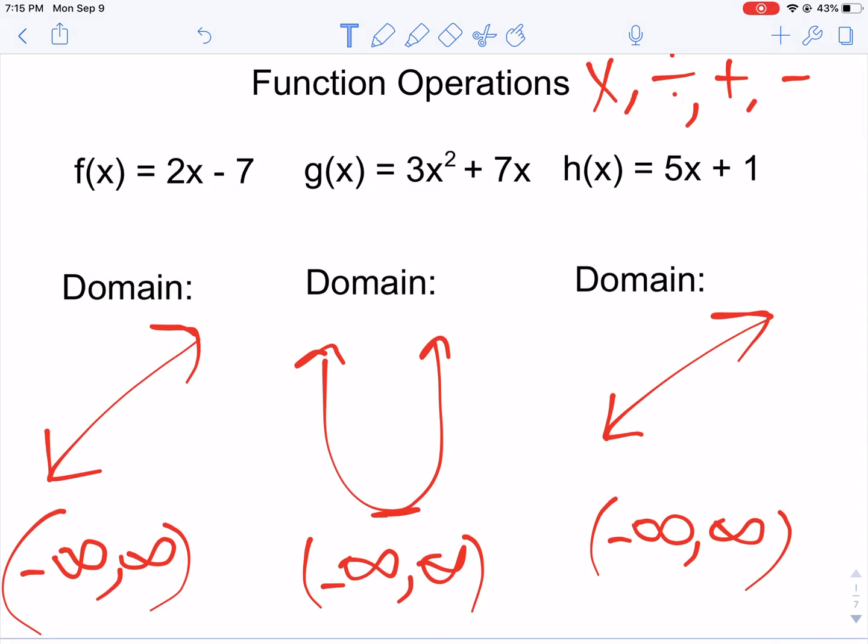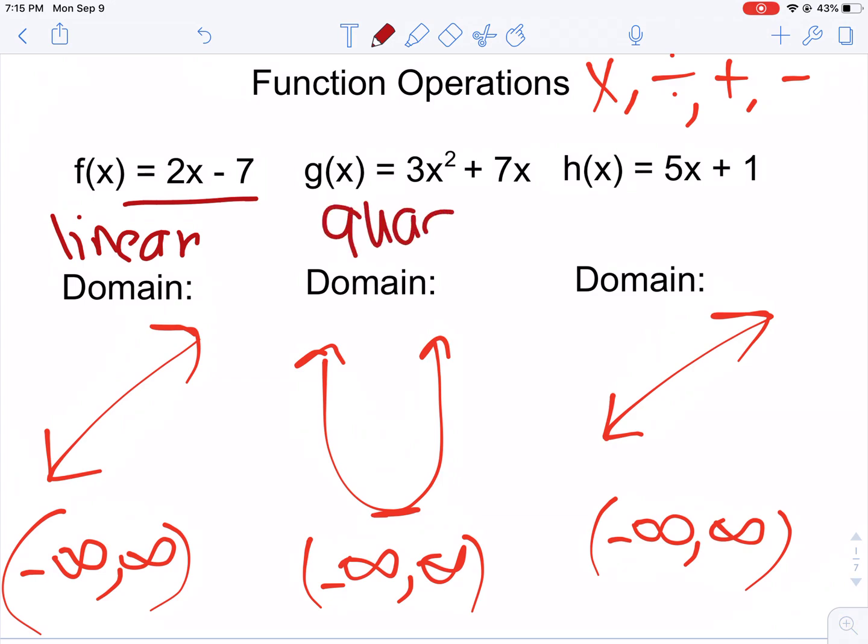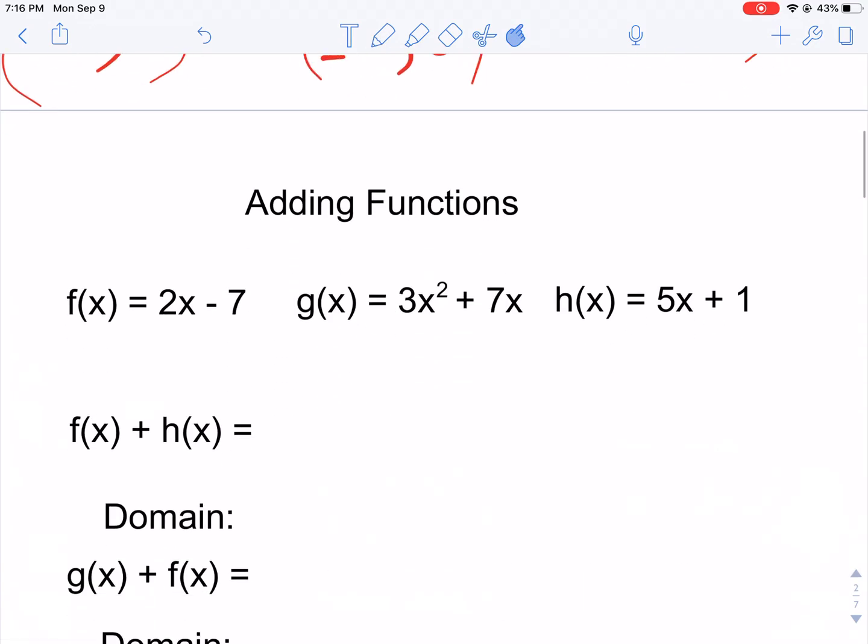So at first we talked about just domains. The domain is like the x values that you can plug into that function. For f of x, that's just a standard linear equation, so any x value will work, okay? If any x value will work, we call that negative infinity to infinity. Same thing with this quadratic one here. It makes that U shape, but you can still plug in any x value. It doesn't matter what the quadratic equation is, the domain is still going to be negative infinity to infinity. The only time that your domain will not be negative infinity to infinity is if we are dealing with fraction answers, and we'll talk about that in a little bit.